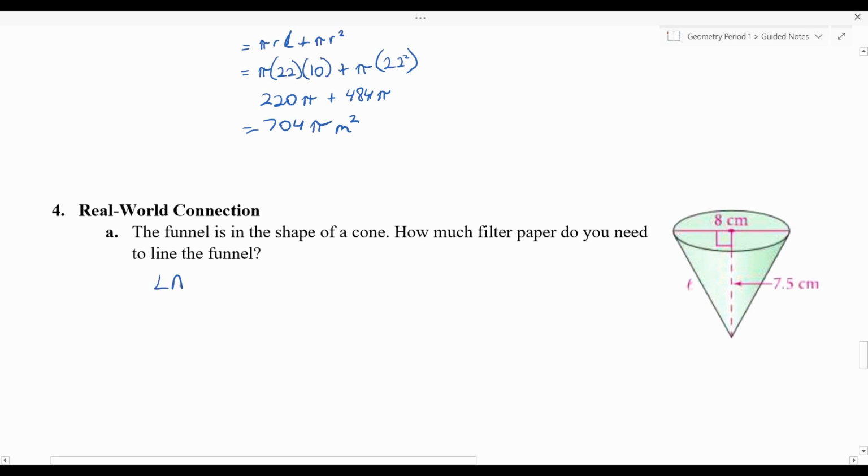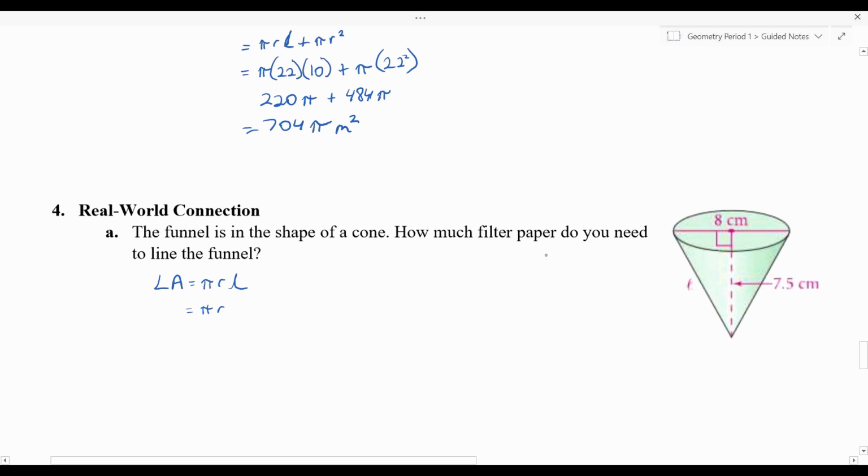Lateral area equals pi r L, right? So we have pi r. Now, let's take a look. We have this right here. We don't know what the radius is. Do we know what the radius is? Well, we know what the diameter is. They tell me that the diameter is 8, right? The diameter is 8. So how do I know the radius?